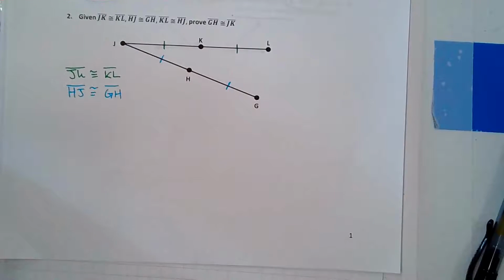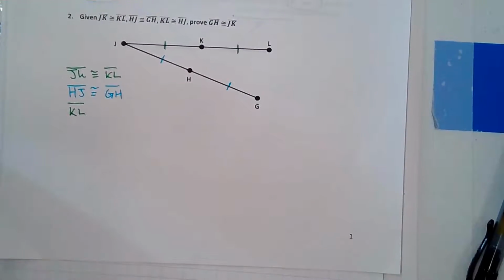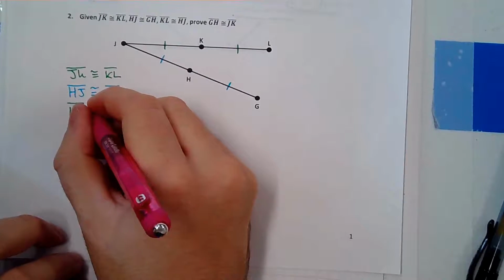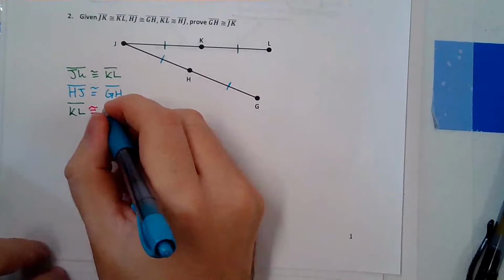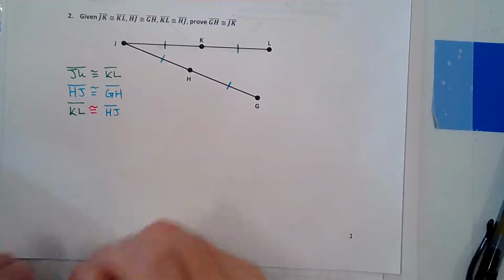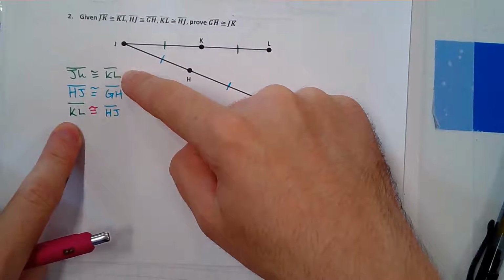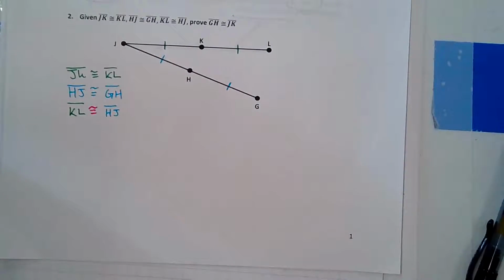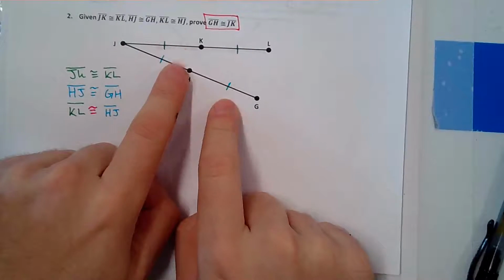Lastly, they give us KL and HJ are congruent. So KL is a green one, right? And they're going to say that is congruent. We'll do the congruent sign in pink. To HJ. Well, HJ is a blue one. I think color helps with the organization, being able to see some similarities here, right? And we want to prove that GH and JK are congruent. So we're trying to prove a green equals a blue here. Here's our JK, here's our GH.